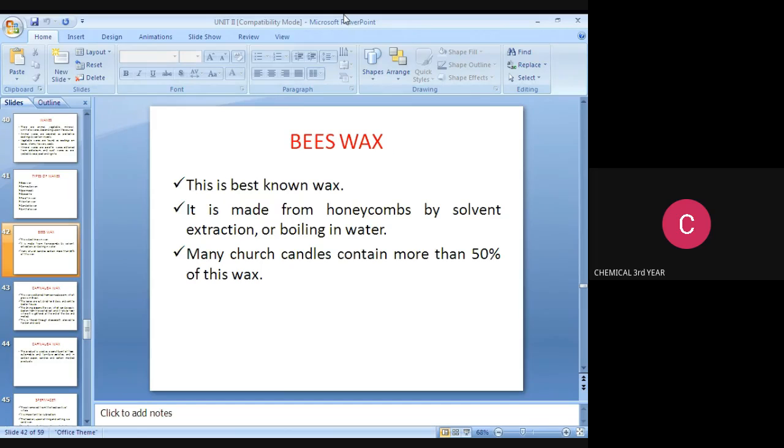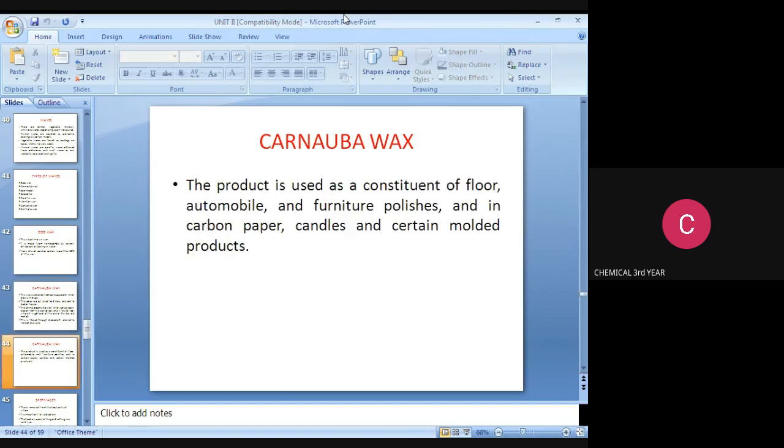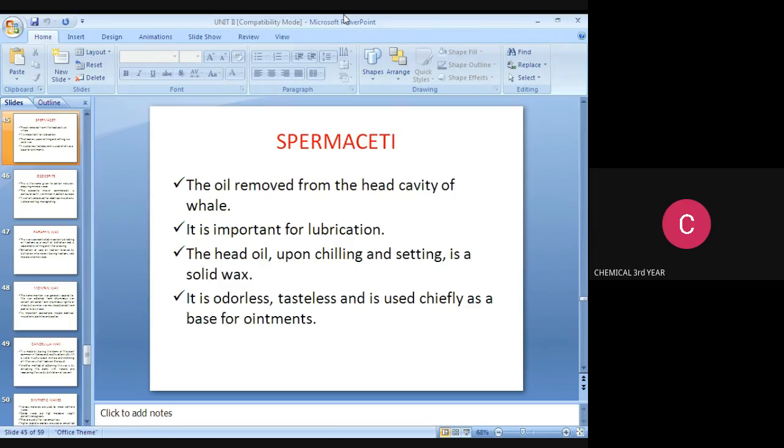Beeswax is used for candle preparations. This is the best known wax. And carnauba wax is a vegetable wax. It is used for many purposes. It is the main component of floor, automobile, and furniture polishes, and is also used in carbon paper, candles, and certain molded products. Spermaceti oil is very important for lubrication purposes.